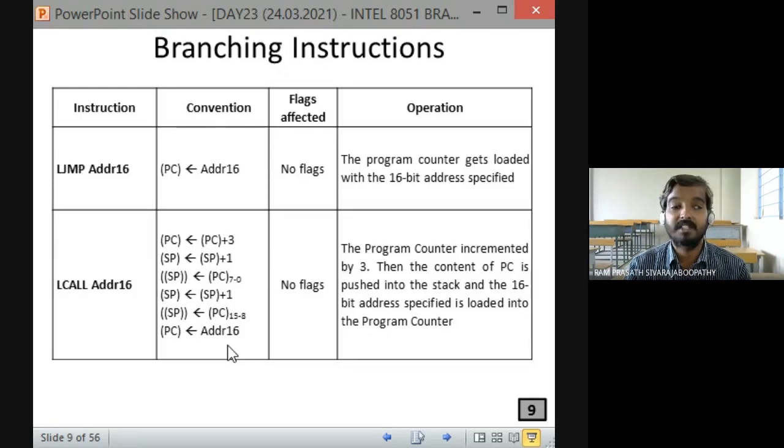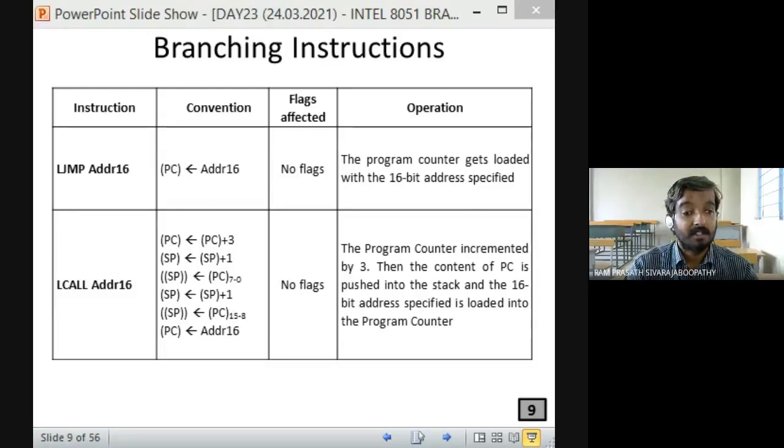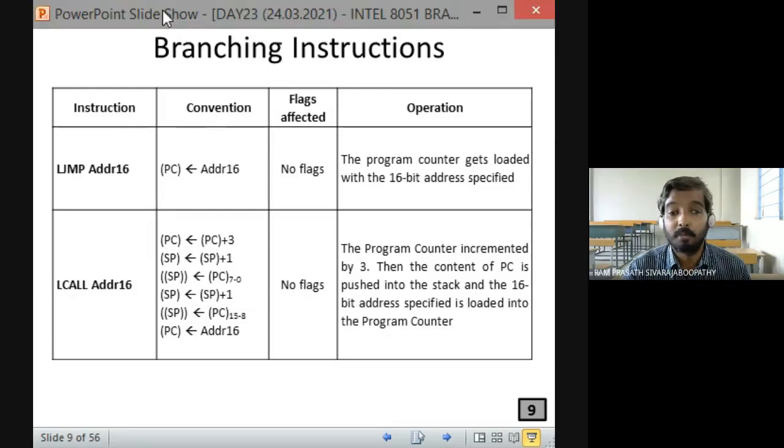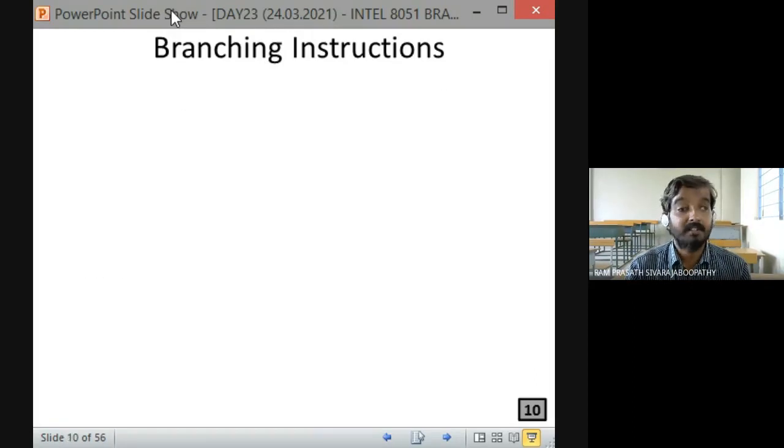So here the 16-bit address we will mention directly. For example, the instruction can be like this: LJMP 8000H, or LCALL 9000H. So here the address is 16-bit. This is an example for the instruction. I hope it is clear to everyone. Yes or no? Yes, fine. Next.